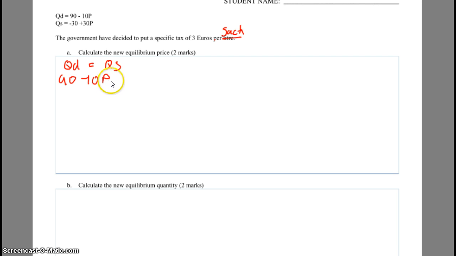Okay, but that's going to be price for consumers because we're talking about demand. And remember, because it's a specific tax, or even if we're talking about subsidies, we're going to have a different price for consumers and a different price for producers. So we need to reflect that in our formulas now. So minus 30 plus 30, and instead of p, that's going to be pp. Okay, so let's carry on balancing this formula.